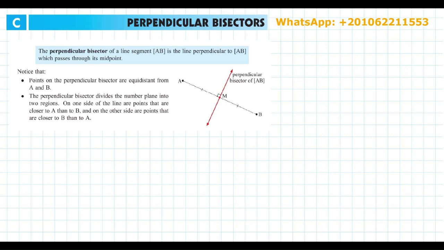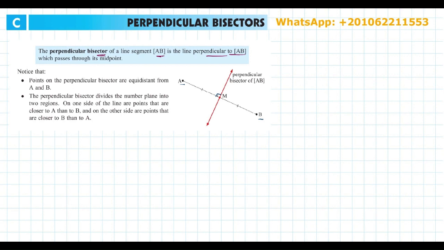Perpendicular bisectors. The perpendicular bisector of a line segment AB is, first of all, perpendicular to AB, and will bisect AB at the midpoint. We don't understand anything till now. Okay. AB is a line segment, and we have a perpendicular line passing through AB at the midpoint.